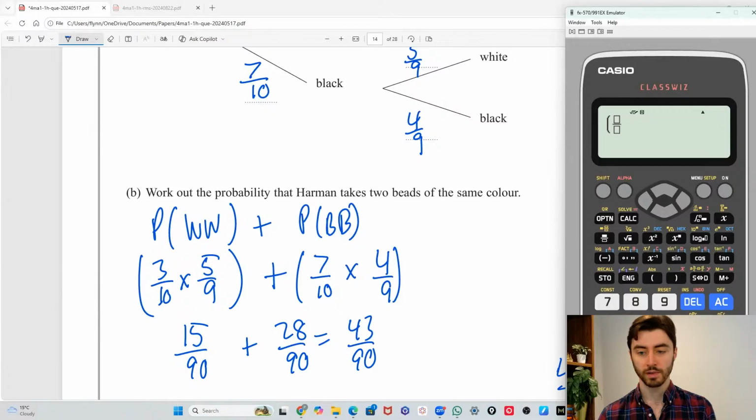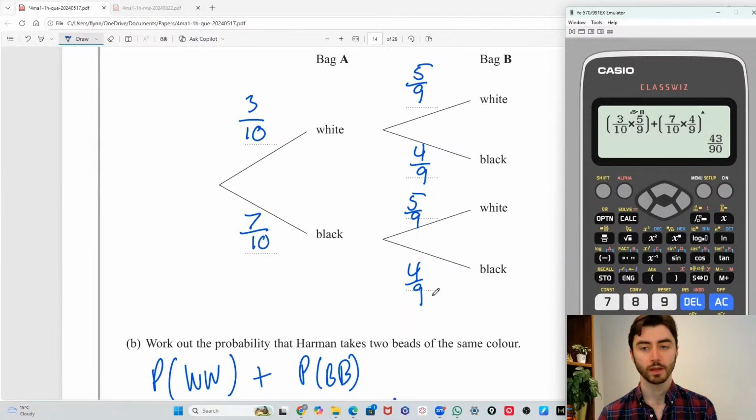So it's making sure to use good brackets. So 3 over 10 times 5 over 9 plus 7 over 10 times 4 over 9, 43 over 90. Good.